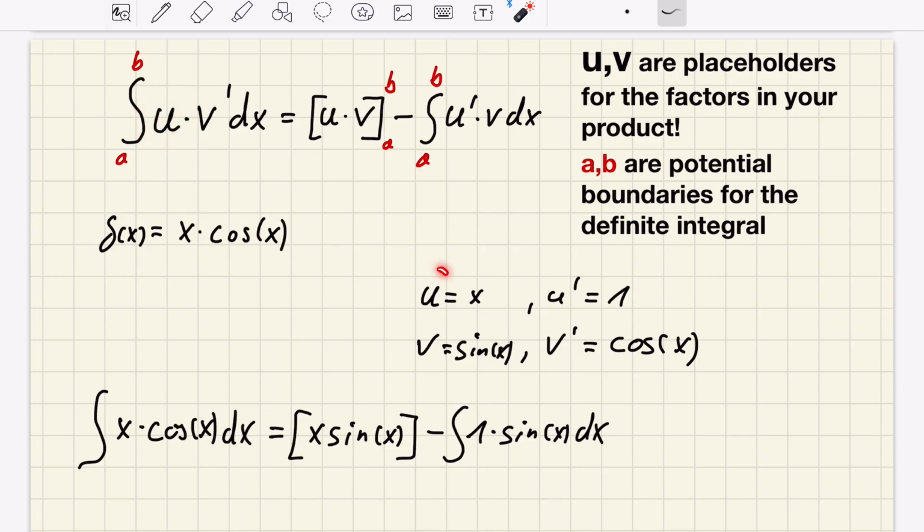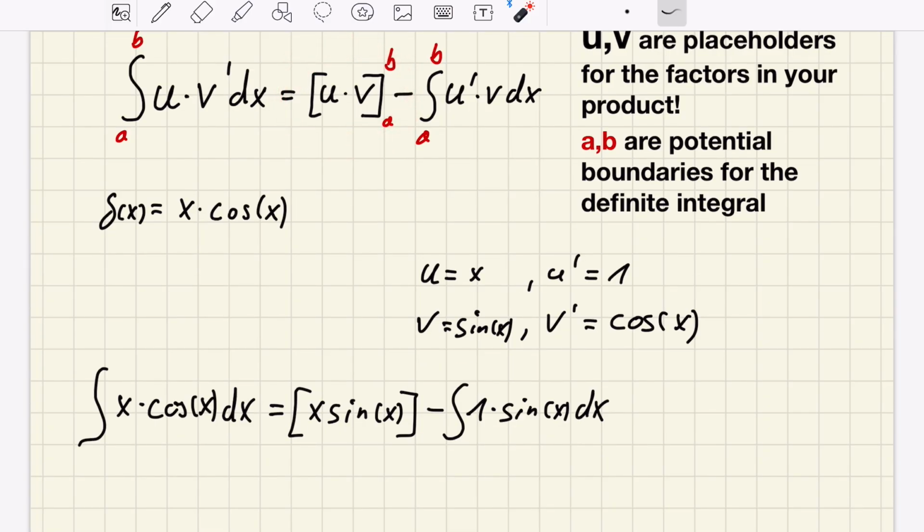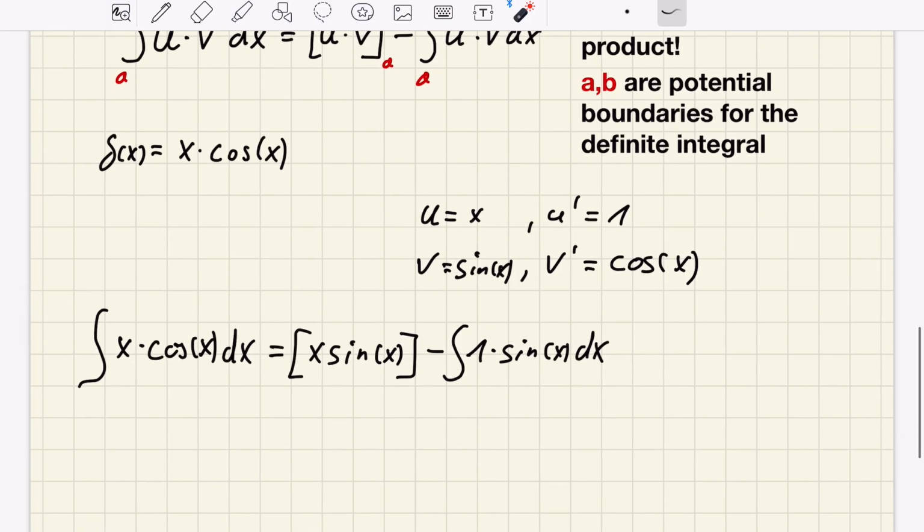We assigned U is x, U dash is 1, because we want to achieve that this U dash becomes 1. Because then the integral gets very easy. You see, this integral just consists of sine x. In these parentheses, we have U multiplied by V. U multiplied by V is x sine x minus U dash is 1 and V is sine x. And this integral you can solve.